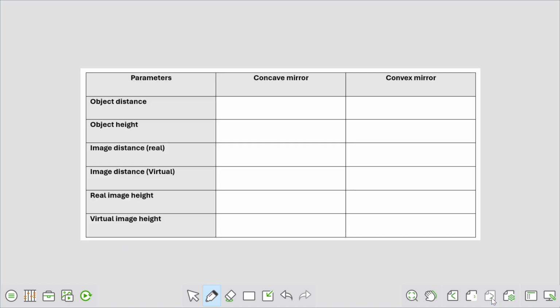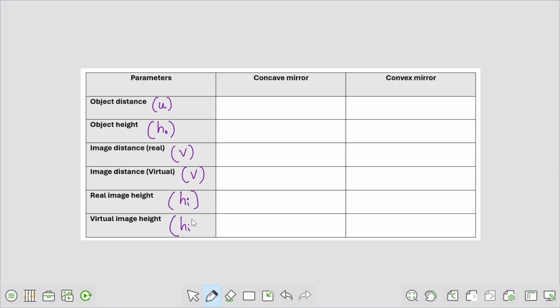Here you can see a table where I have given some parameters for the concave mirror and the convex mirror. Object distance is always denoted by u. Object height is denoted by h_o. Image distance is denoted by v. Whether it is real or virtual, it is always denoted by v. And image height, for both real and virtual images, is h_i.